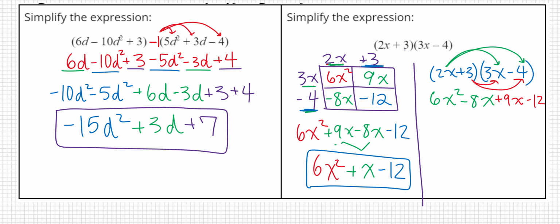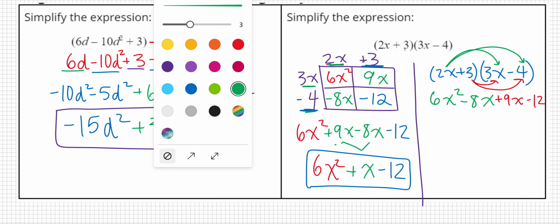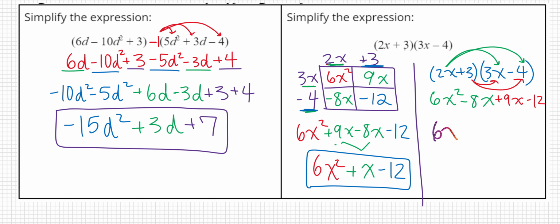Then I can combine like terms. So I still have 6x squared, negative 8x plus 9x can be combined as positive 1x, so just plus x, and then minus 12. Same answer that I got using the table.